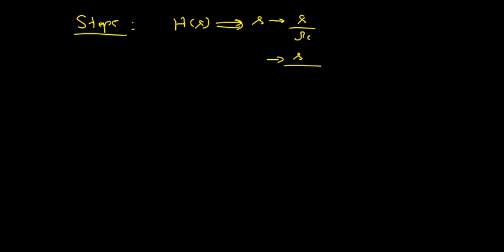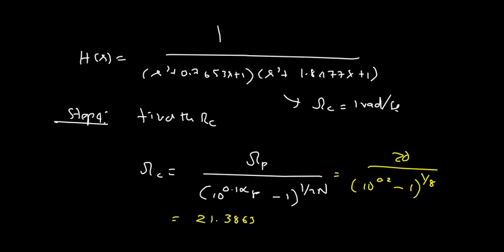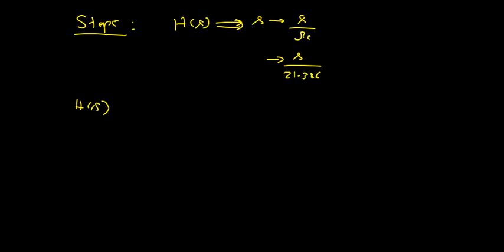Once we know the real cutoff frequency, the problem becomes very simple. Already we have got a normalized transfer function H of S. In the normalized transfer function H of S, substitute S by omega c. We have got our omega c, it is 21.386. So take our H of S function, which we have already calculated. Wherever you have S, substitute S by 21.386.